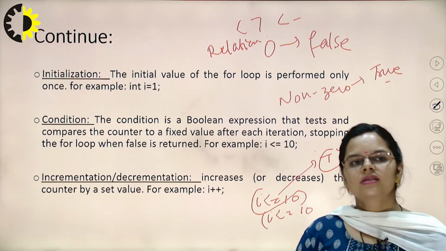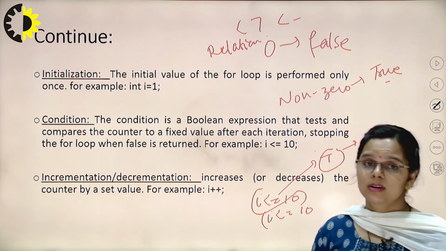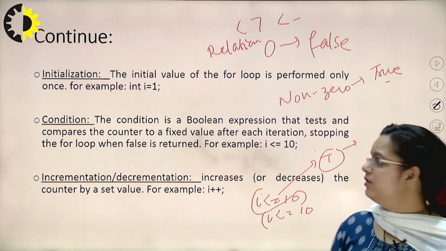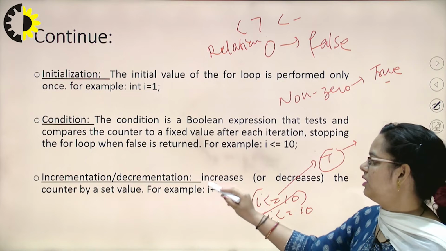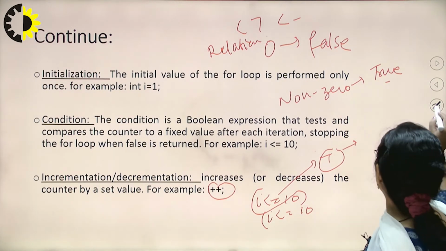Yes, after that the third step is incrementation and decrementation. Obviously the counter variable is supposed to be updated. If we do not include this statement, increment or decrement, then the loop will continue endlessly. How will it continue? Let us just check.